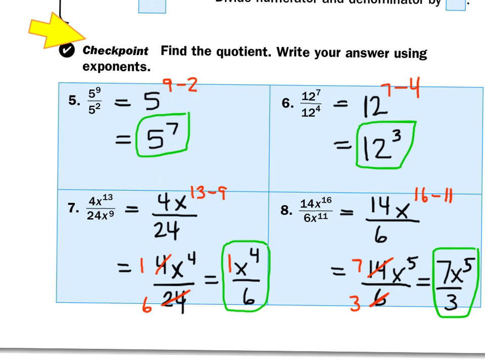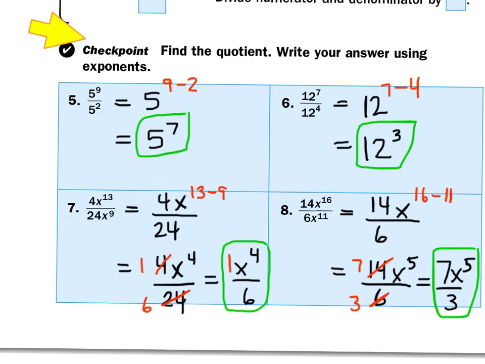Look at number 6, 12 to the 7th power over 12 to the 4th power. The bases match, so I copied the base, the 12, and then I did top minus bottom, 7 minus 4. So that gave me 12 to the 3rd power.